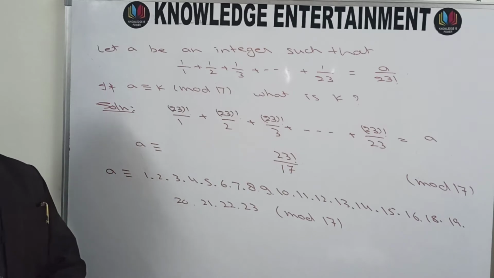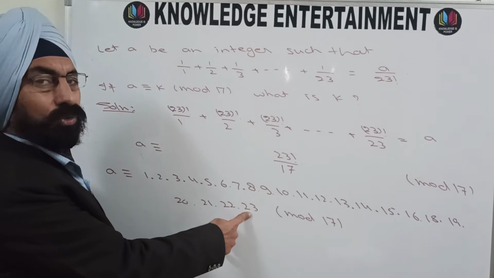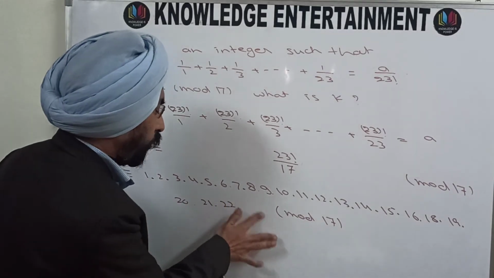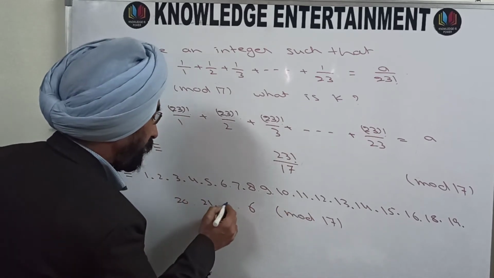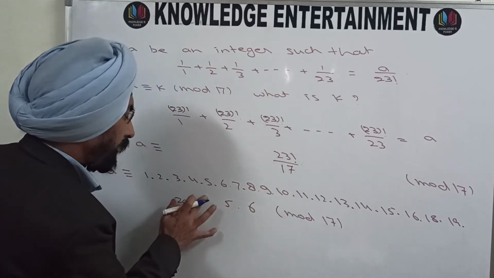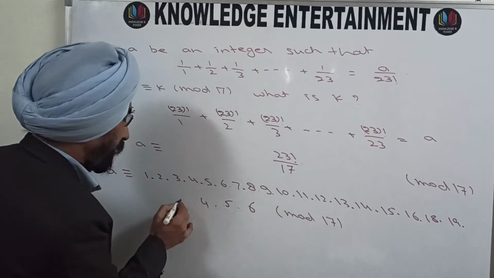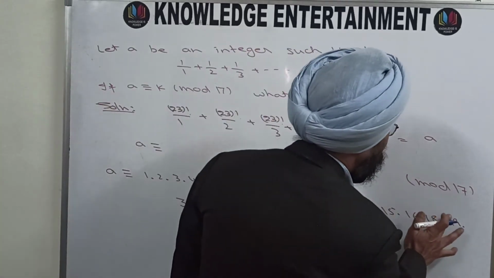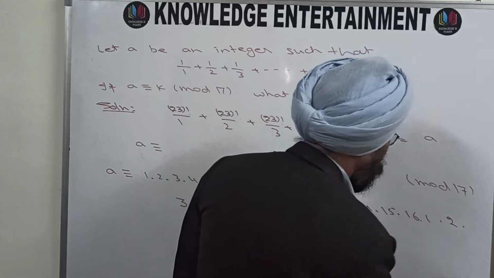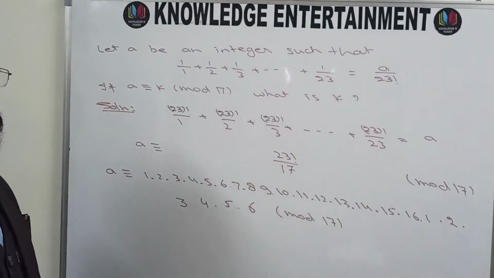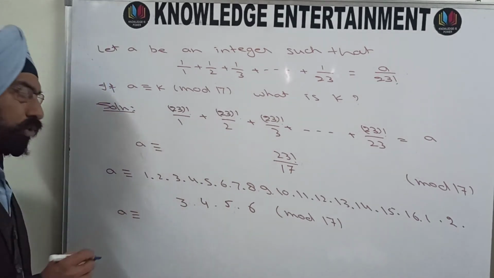Now we will reduce the terms which are greater than 17. This 23, if you divide by 17, the remainder obtained will be 6. This 22 divided by 17 will give you a remainder 5. This 21 divided by 17 will give you a remainder 4. This 20 divided by 17 will give you a remainder 3. This 19 divided by 17 will give you a remainder 2. And this 18 will give you a remainder 1. Now, we will just try to reduce this. A is congruent to.